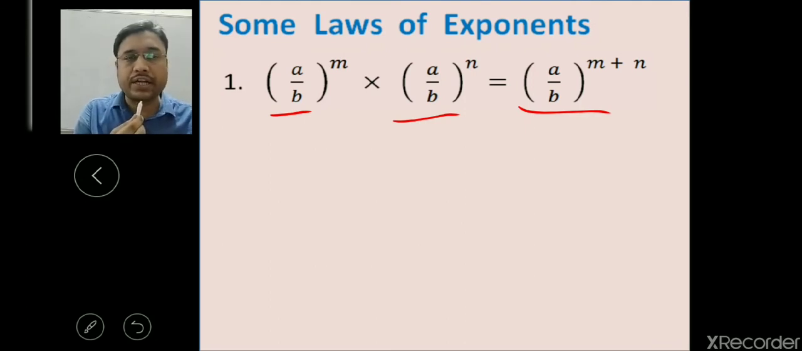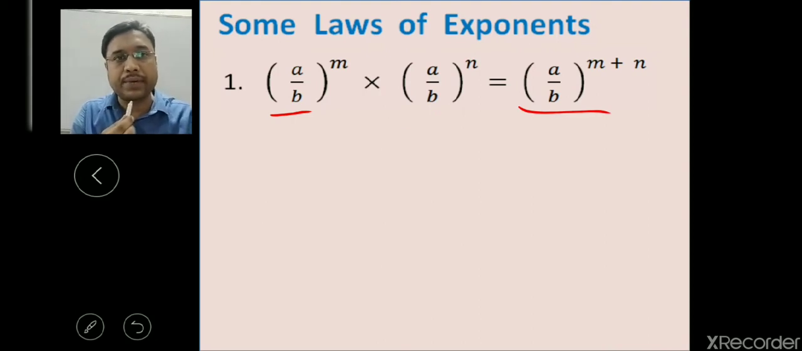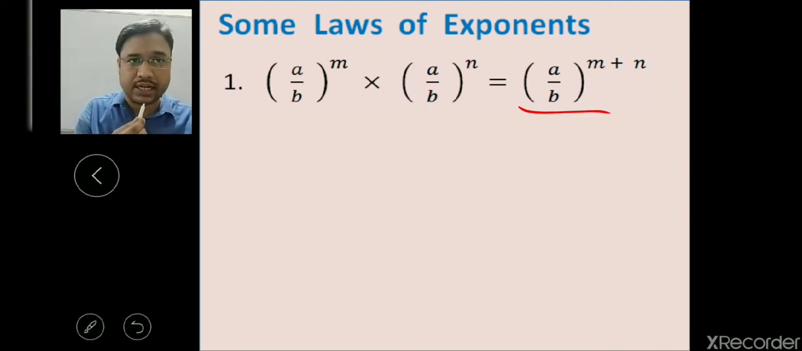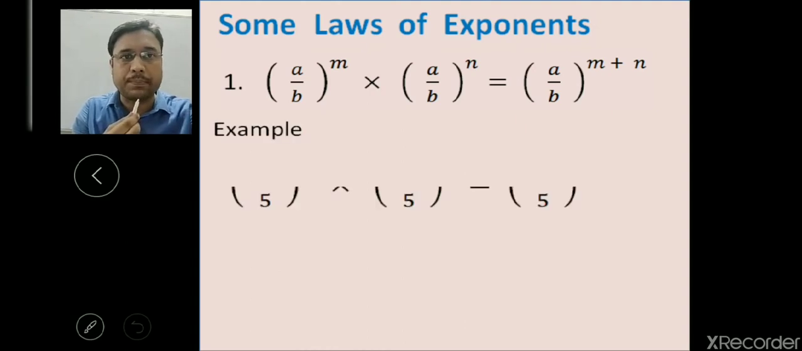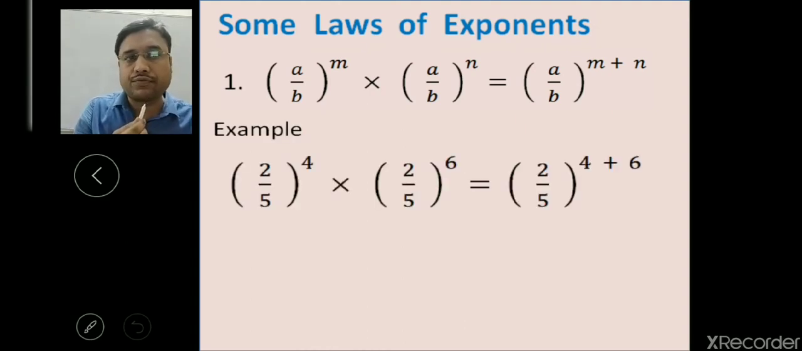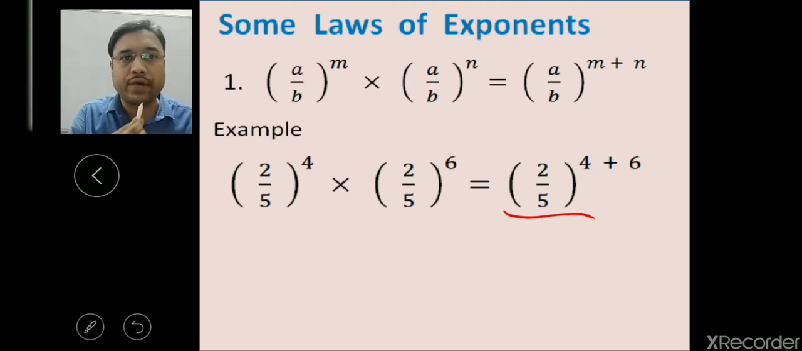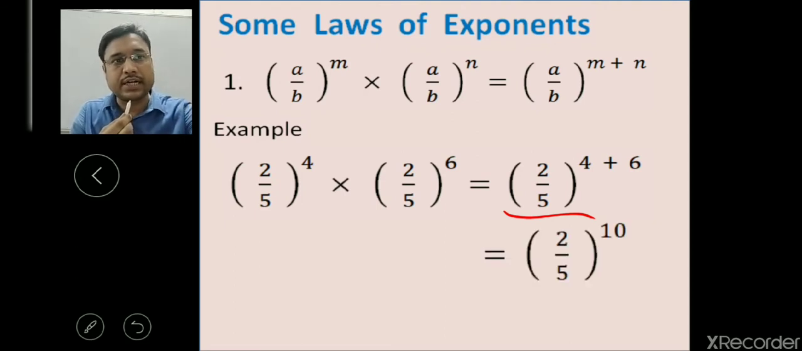Powers may be different or the same, it doesn't matter, but mainly we have to see that if the base is the same, then in the result you write the number with the same base and add their exponents. So this way this result is coming here. As for example, (2/5) to the power 4 into (2/5) to the power 6 is equal to (2/5) raised to the power 4 plus 6. So the result is (2/5) to the power 10. Okay, I hope it is clear.